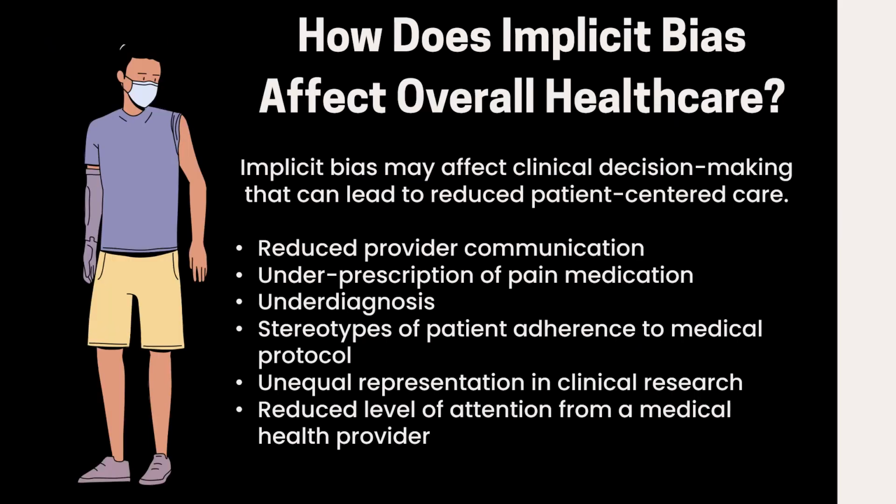So how does implicit bias affect overall healthcare? Well, implicit bias may affect clinical decision-making that can lead to reduced patient-centered care. Studies suggest that implicit bias has been associated with reduced provider communication, under-prescription of narcotic pain medication, underdiagnosis of conditions, stereotypes of patient adherence to medical protocol, unequal representation in clinical research, and reduced level of attention that a patient receives from a medical health provider.